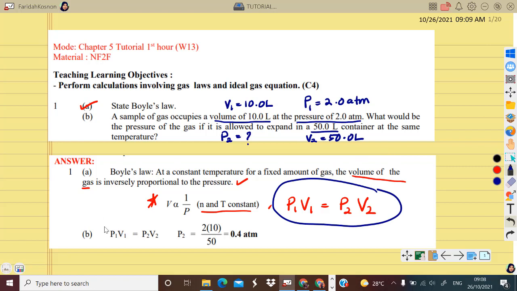So, saya suggest pada awak, you tulis dulu formula. Okay, selepas you outline the variables. Okay, you tulis dulu formula, lepas tu buat penggantian. Okay, so final answer should be 0.4 atm. Insist unit, tak ada unit, salah. Okay, alright, so this is for the first question. Now, let's see or discuss the next question.